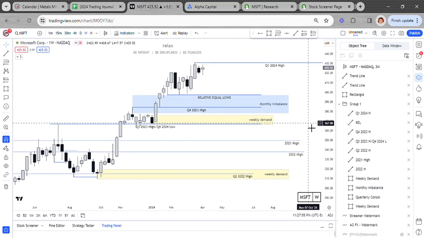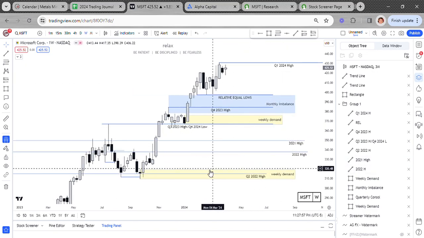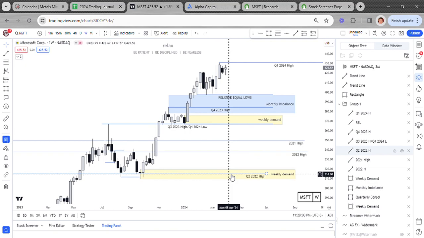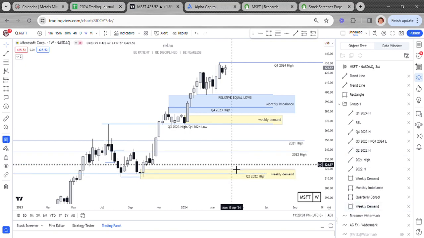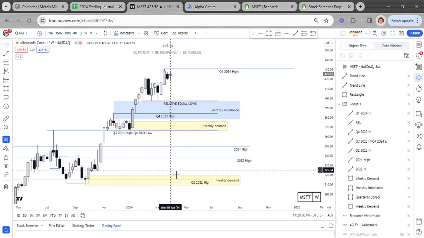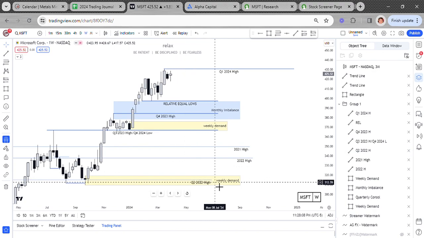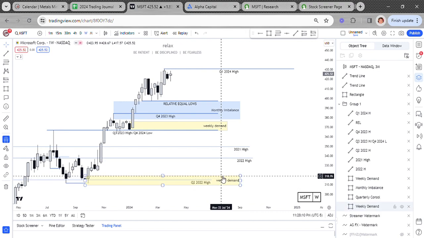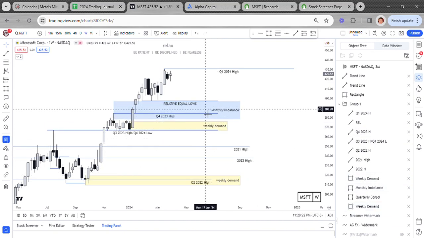Again, we do have this demand zone down here, where if we do have a bear market, a prolonged bear market, or a correction, you could possibly see price pull back into here. This is at $320 a share, so that would be a 25% pullback, which is a massive pullback, which is why I think that this is a more likely area for price to return to.